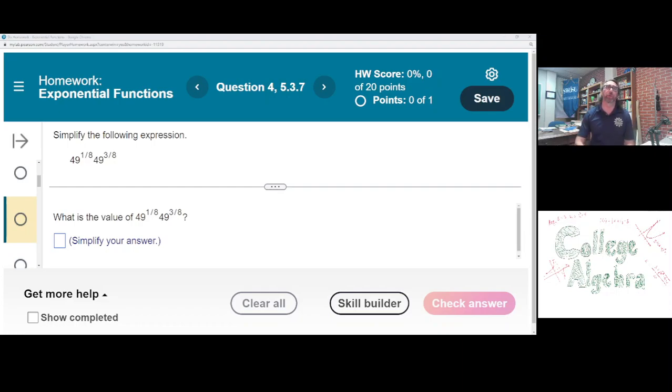We have posted several videos regarding exponential functions, and I thought I would work through a couple of example problems here with you just to make sure that you don't get tripped up on these assignments. So here's a problem. Looks kind of tricky. It's got fraction exponents. It's got two fraction exponents. So let me switch to the document camera here.